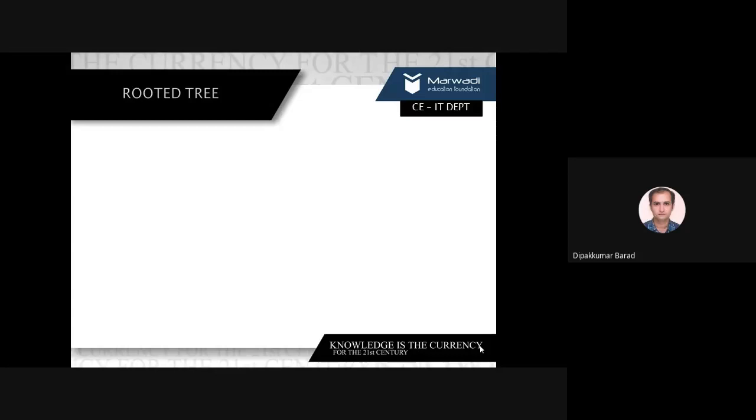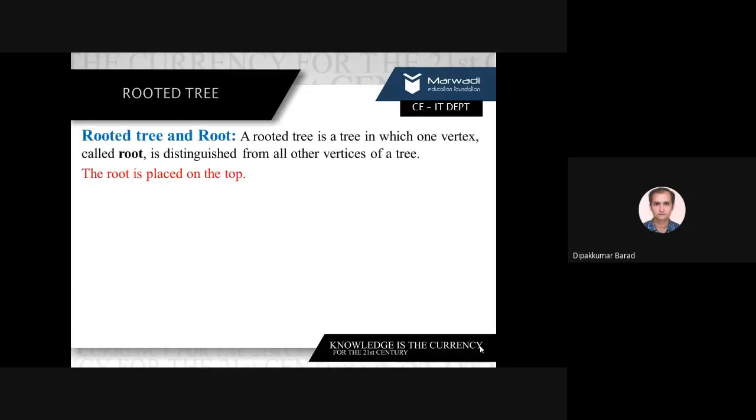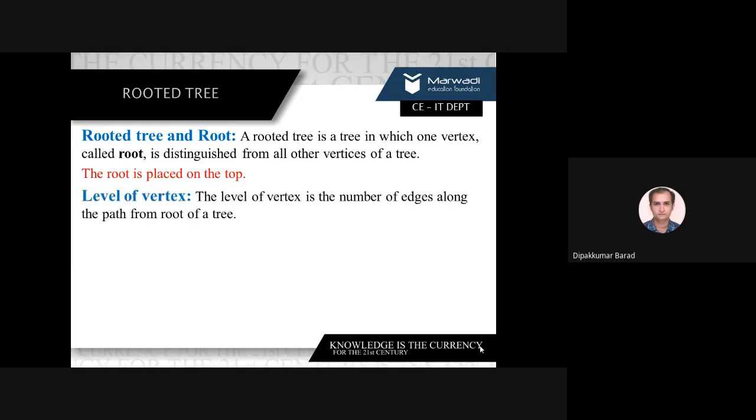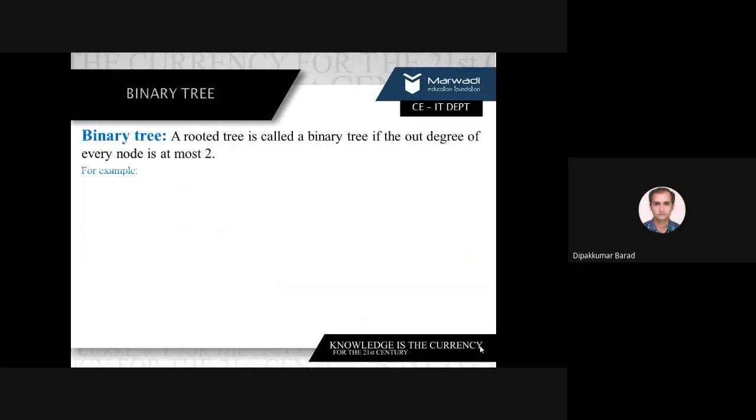Okay, so yesterday we discussed the rooted tree and root. A rooted tree is a tree in which one vertex, called the root, is distinct from all other vertices of the tree, and the root is placed on top. Let me show you here. If you see this graph, v1 is the root, which is placed at the top.